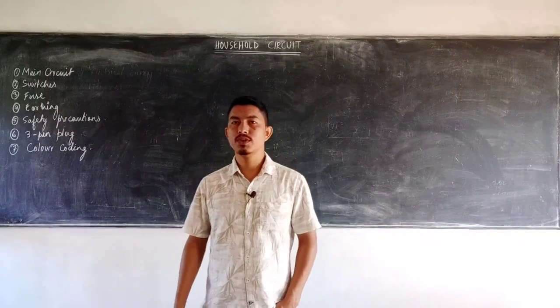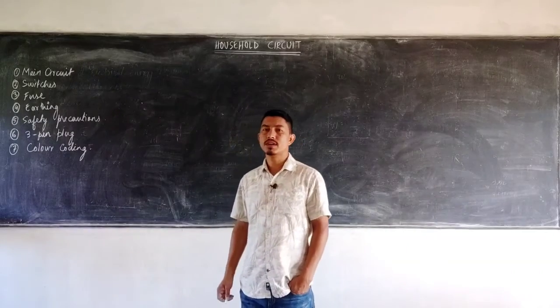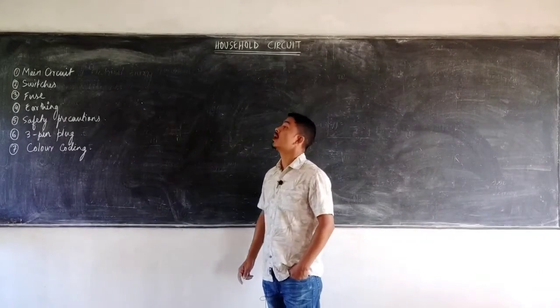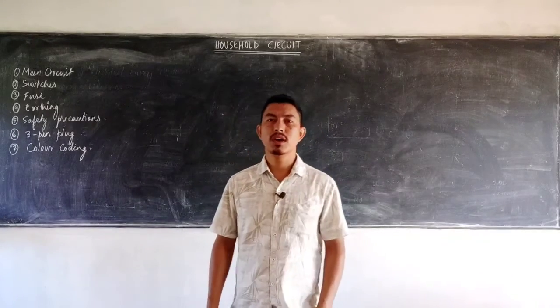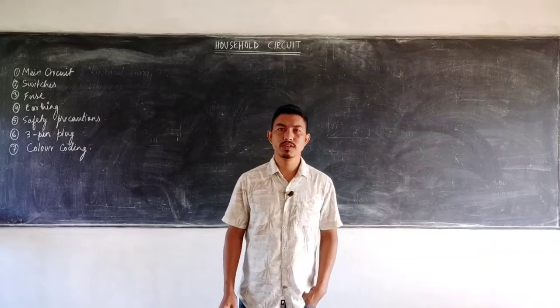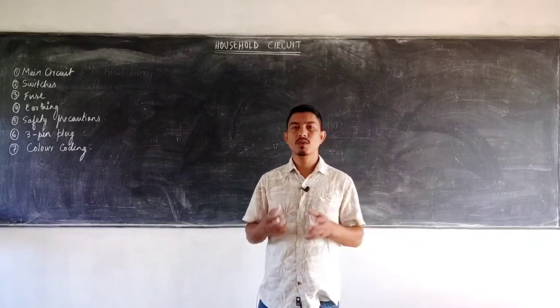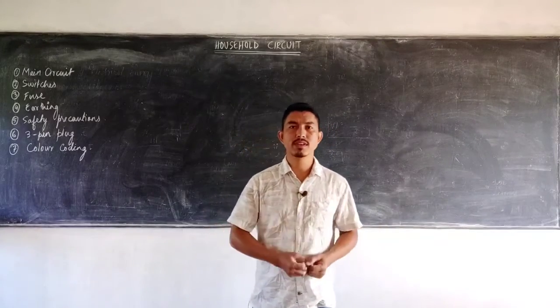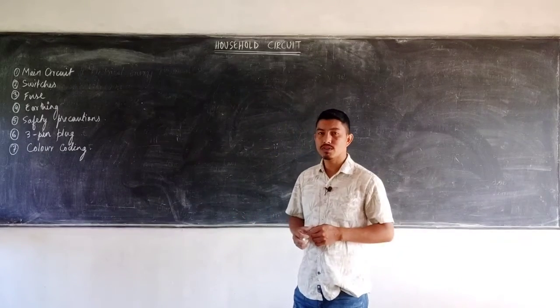So today in this video we'll be doing the third topic of the chapter current electricity, that is the household circuit. In the previous two classes we have learned about the calculation of energy, as well as about the current, the potential difference and the resistances. So today we'll be learning how we utilize this current in our houses. That is known as the household circuit.